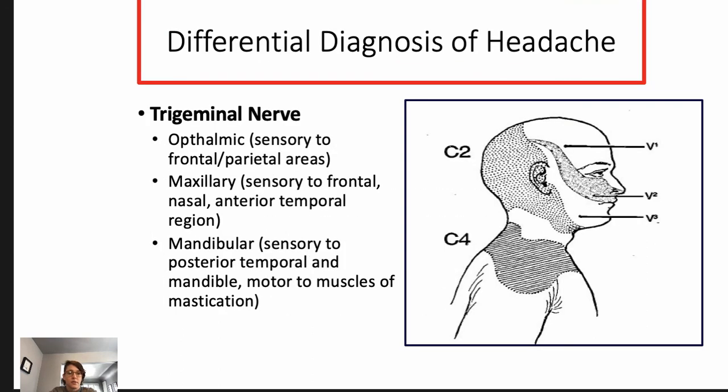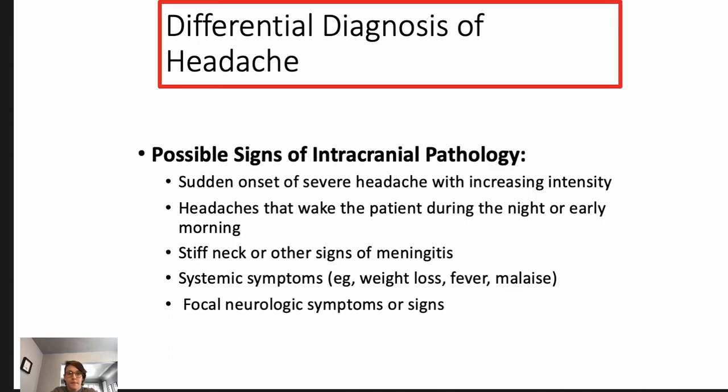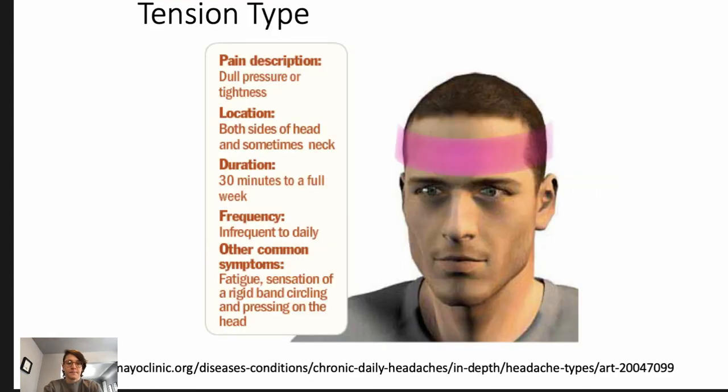So essentially looking for this particular pattern of pain. And then intracranial pathology. So this is usually described as a sudden onset of severe headache with increasing intensity. It may wake the patient during the night or early morning. We need to rule out any signs of meningitis, so like a stiff neck or other systemic symptoms, weight loss, fever, malaise. Any focal neurological signs, so doing that cranial nerve exam.